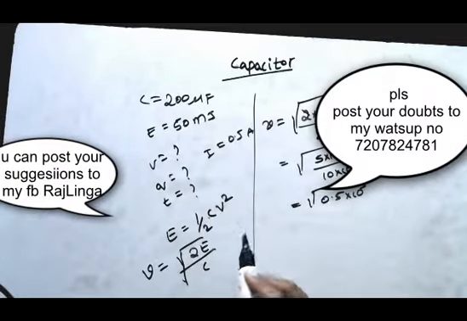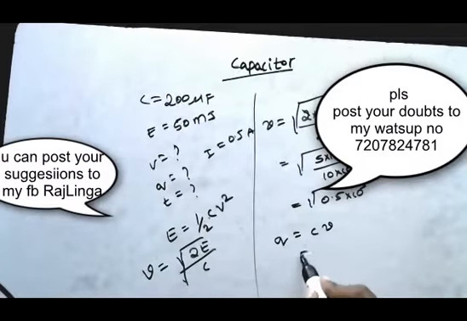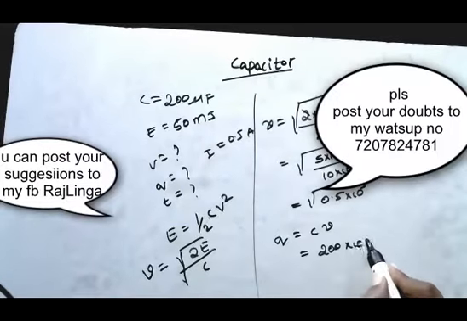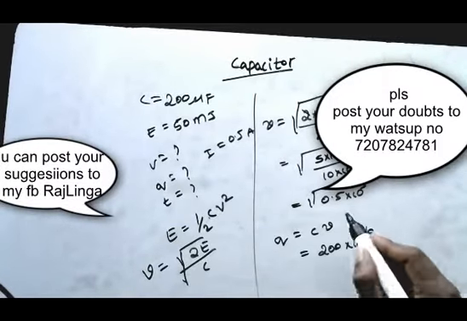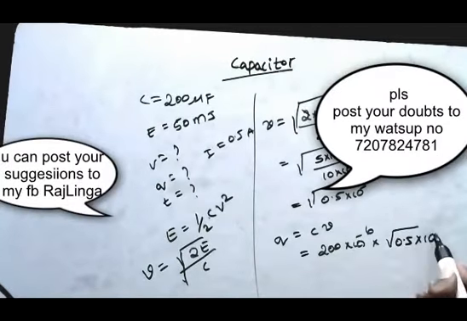Next, what is Q? Q is equal to C into V. We know C is 200 into 10 power of minus 6, into V, root of 0.5 into 10 power of 3.